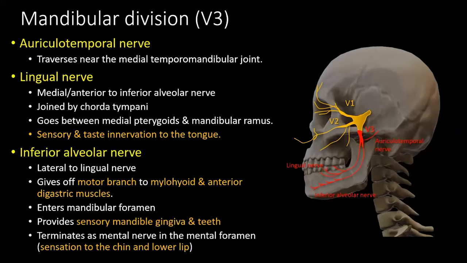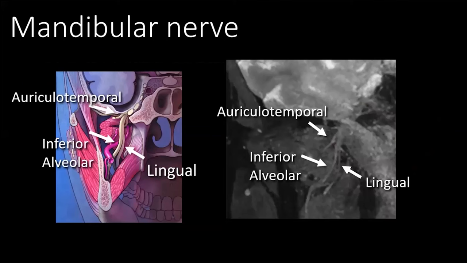The auriculotemporal nerve is basically sensation around the temporomandibular joint and ear. The lingual nerve joins with the chorda tympani to provide sensation and taste to the tongue. And then the inferior alveolar nerve gives off some motor to the floor of mouth, and it's the sensation for the gingiva and teeth of the mandible. It exits finally out the front of the mandible in the mental foramen and then supplies sensation to the chin and lower lip. So we can actually see all of these branches.